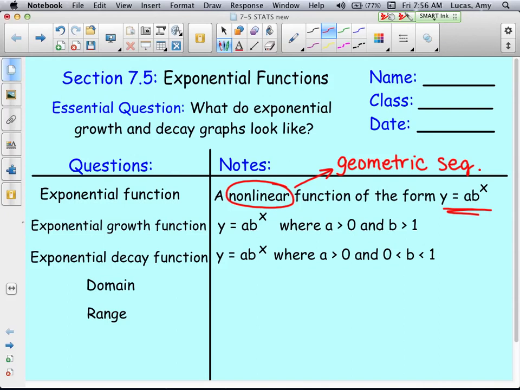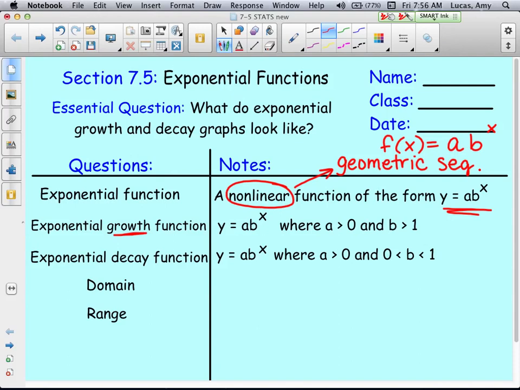So this rule right here looks just like the formula that you'll see on your formula sheet for geometric sequences, because that was f of x equals ab to the power of x. So the only difference is the y. F of x and y are interchangeable. So now we are going to split our exponential functions into 2 different types, growth and decay.